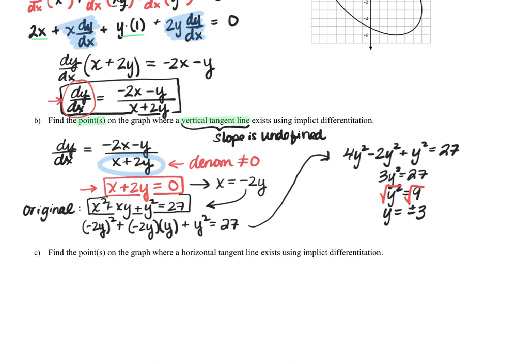The directions said to find the point or points on the graph where a vertical tangent line exists. So we haven't found the full coordinate yet. We've only found the y value. So we really need to find an ordered pair. We need to find the x value as well.